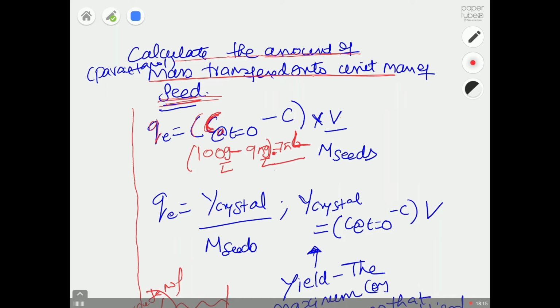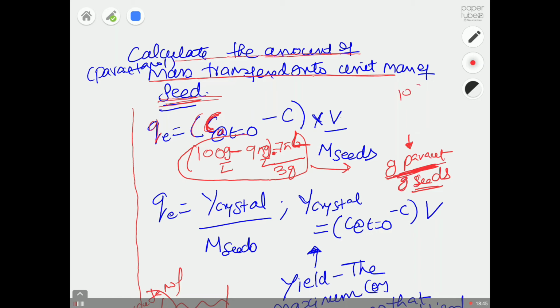Say we add a mass of 3 grams, so whatever the value you get, that one will be equal to gram of paracetamol divided by gram of your seeds. So this one will give some idea about the gram of paracetamol transferred from solution to your seed particles per gram of your seeds. So if it's 10 gram per gram, which means you transfer 10 gram of paracetamol onto 1 gram of your seed particles.